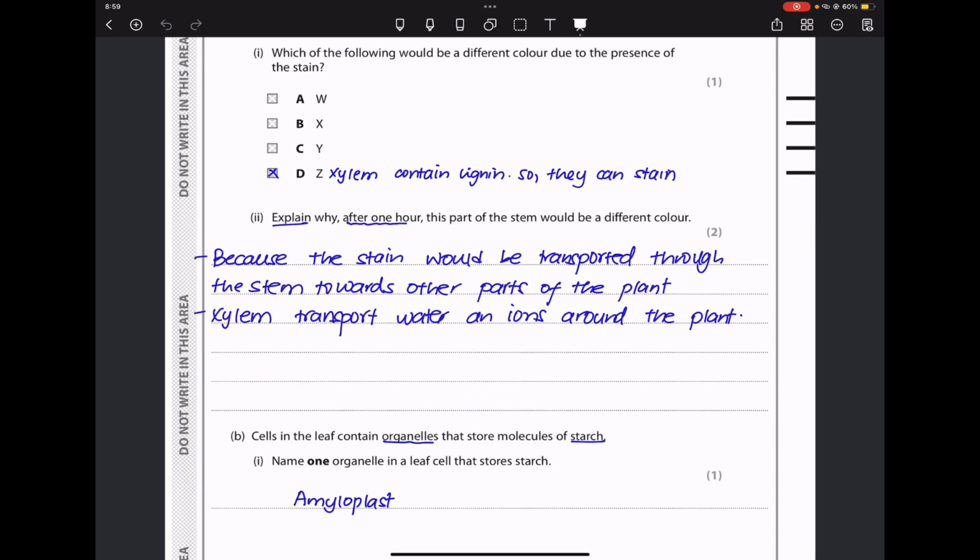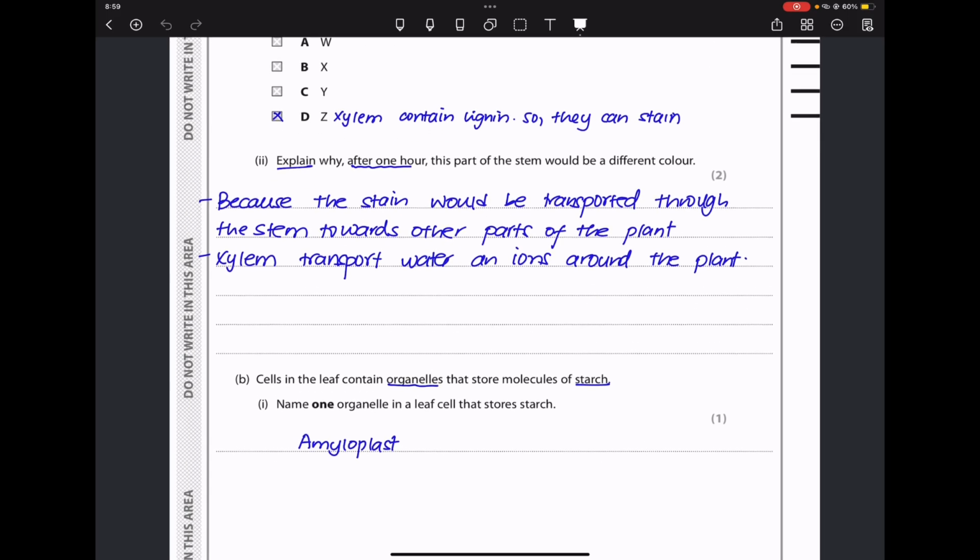The next part says explain why after 1 hour this part of the stem would be a different color. This is because the xylem transports water and mineral ions, and the stain is going to be transported away to other parts of the plant, so that place will have a different color. So I said because the stain will be transported through the stem towards other parts of the plant, the xylem transports water and mineral ions.